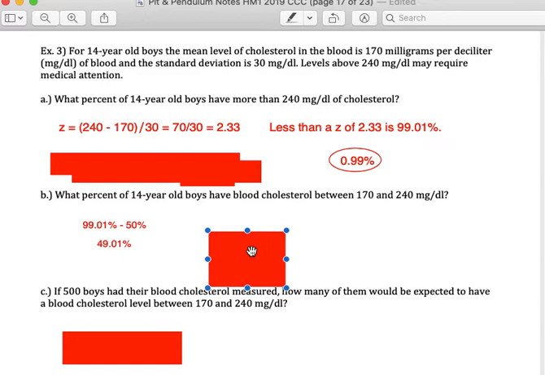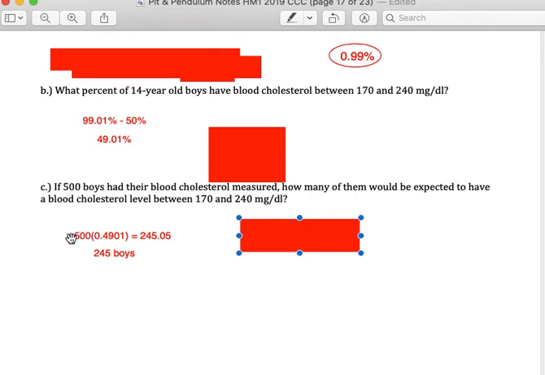0.4901, or like you were saying, 0.4901. So we're going to turn this percentage back into a decimal, okay? And so 500 times 0.4901. And when we are working with people, of course, we're not going to have part of a person, but we would expect that 245 boys then would have that cholesterol level in between there. Okay, so this concludes our notes here for this portion.